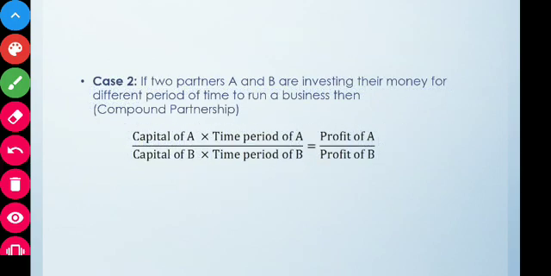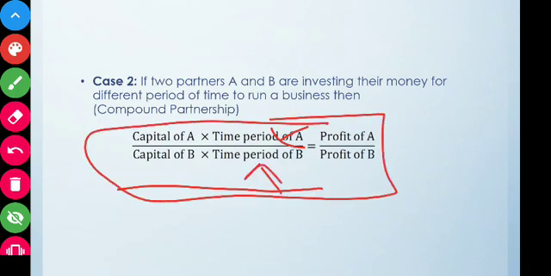Case 2 is that when two partners A and B invest their money but for a different period of time to run a business, then in that kind of case, it is known as compound partnership, as we already learned. And in such cases, the formula will be capital of A into time period of A by capital of B into time period of B is equal to profit of A by profit of B. Remember, in the earlier case, the time period of A and time period of B are the same. If we apply this method there also, it will be applicable.